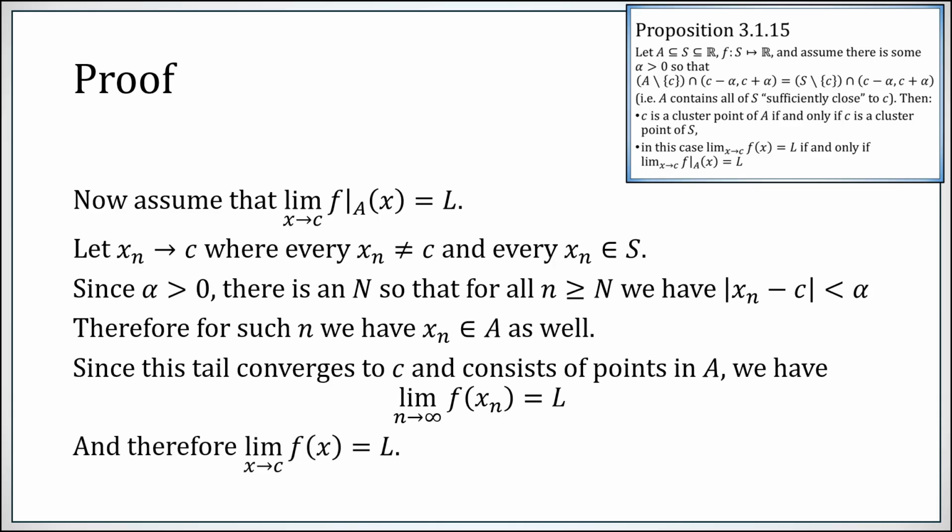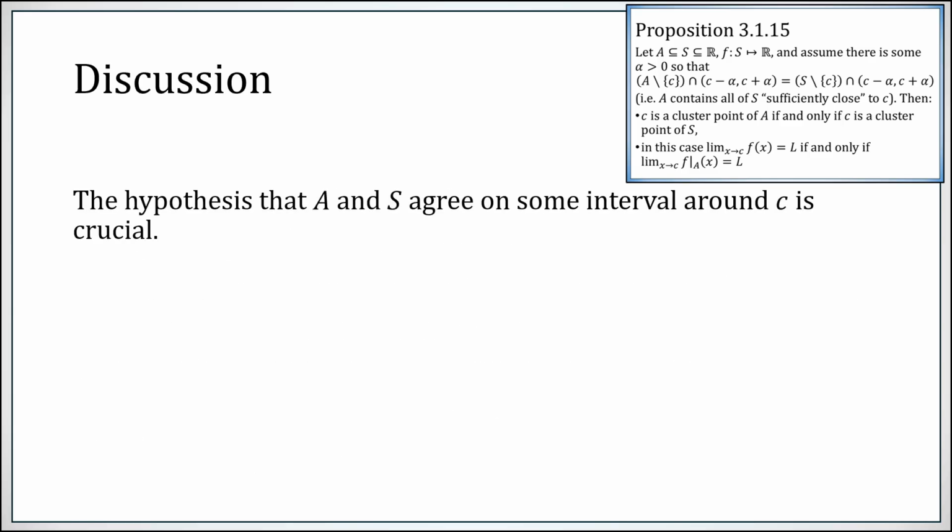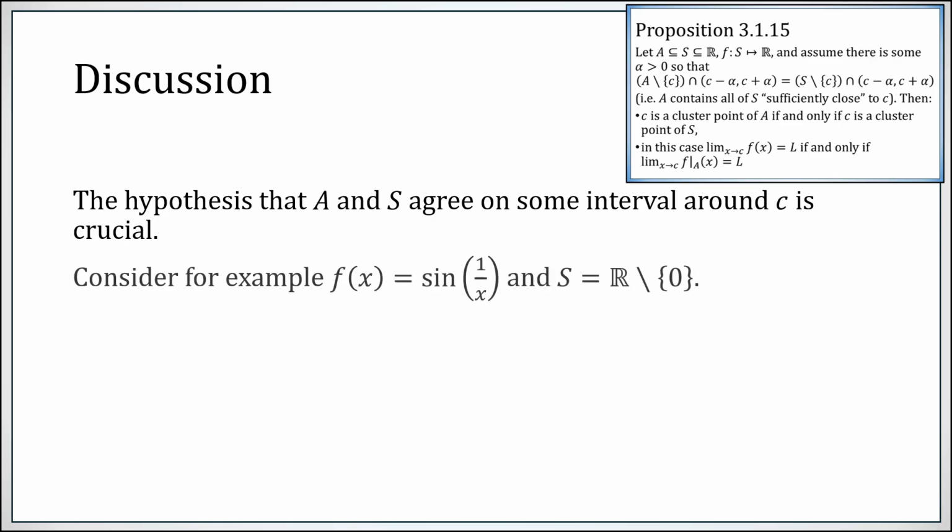Okay, the point here is if A and S are identical very close to C, then functions having limits and restricted functions having limits are the same thing. Now, this hypothesis was that A and S are the same set as long as you are close enough to the point C. So let's consider sine of 1 over x, and let S be all real numbers other than 0. We already know that this limit as x approaches 0 of f of x does not exist.